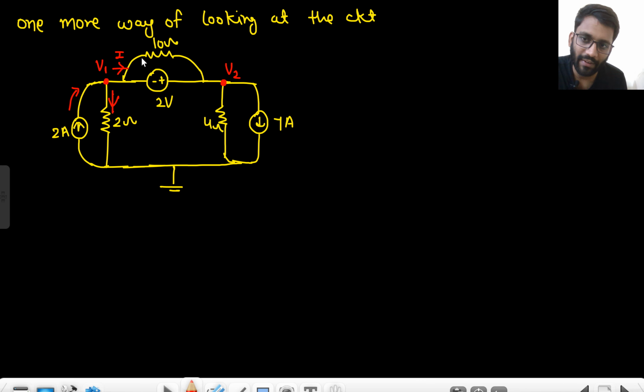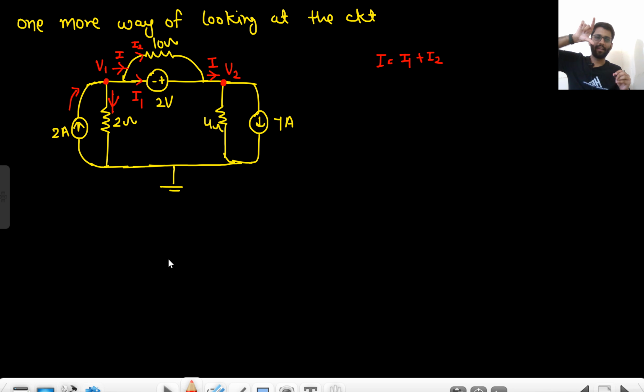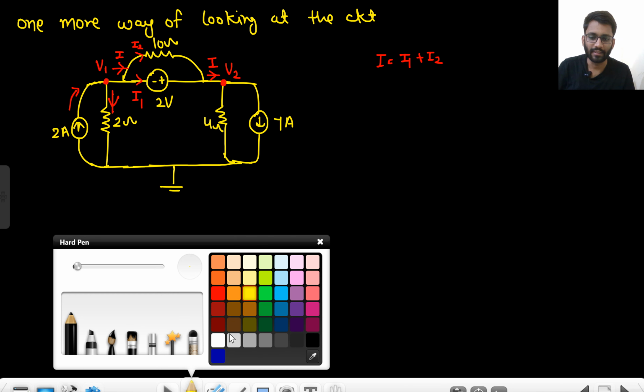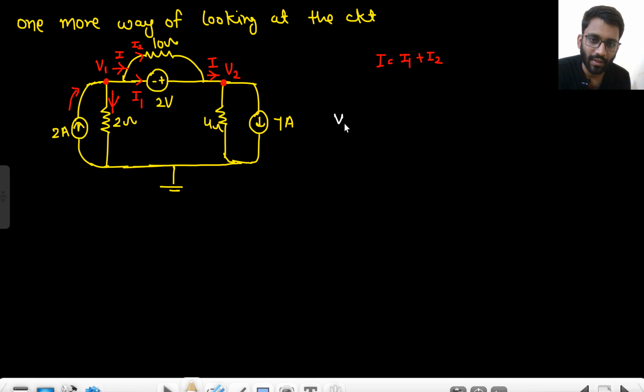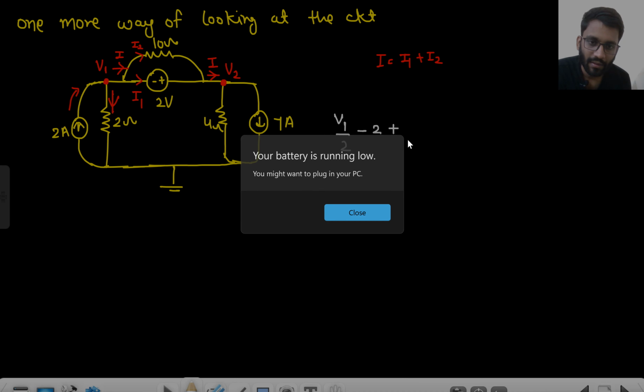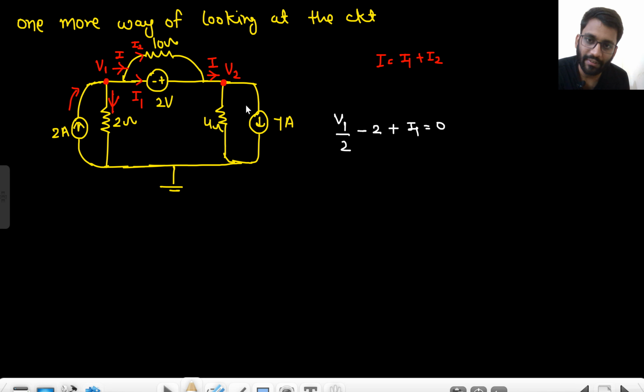Now this current will get divided into two branches, here and here. Let's call this one as I1, this one as I2. This I current is getting divided into two branches, I1 plus I2, and now this I1 plus I2 will collectively give me again I current here. So basically I am applying my nodal equation: V1 by 2 minus 2 plus I1 equals to 0.